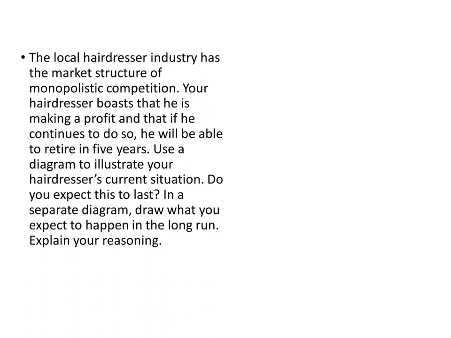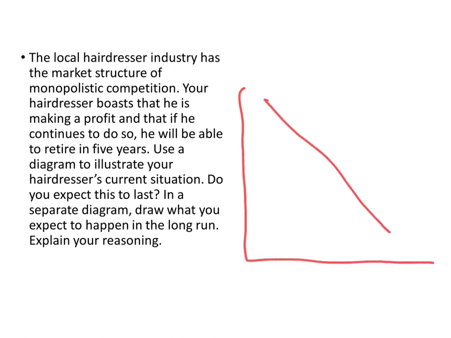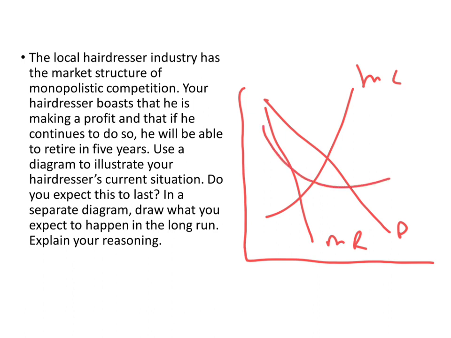Okay, guys, so here we're looking at this local hairdresser, and this local hairdresser is making a profit. So we have our demand curve, our MR curve, and here's our MC. In this case, let's have our ATC curve like this. Here we are at our quantity. This is our price right up here. And we can shade the profit. So this is a firm that's making a bit of a profit.